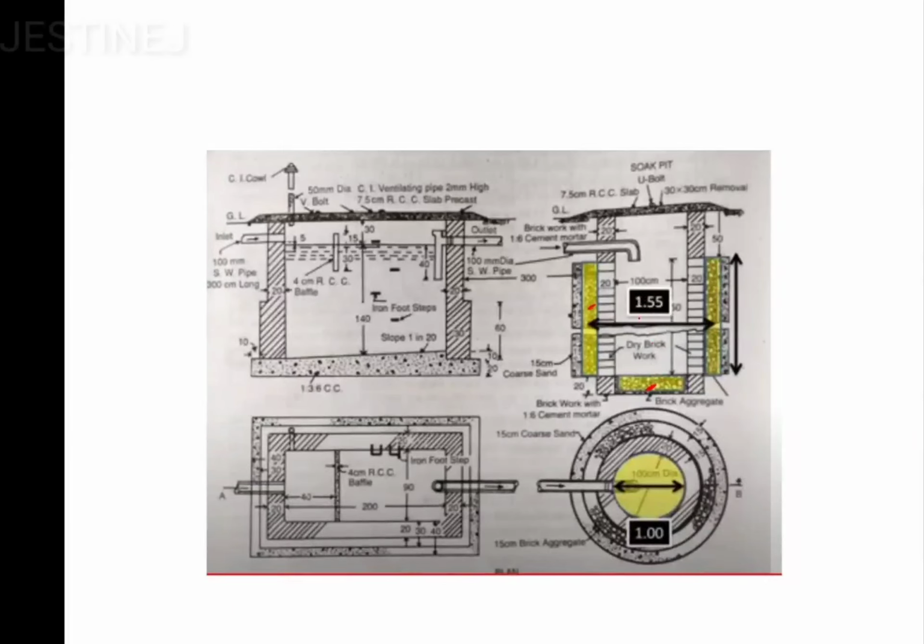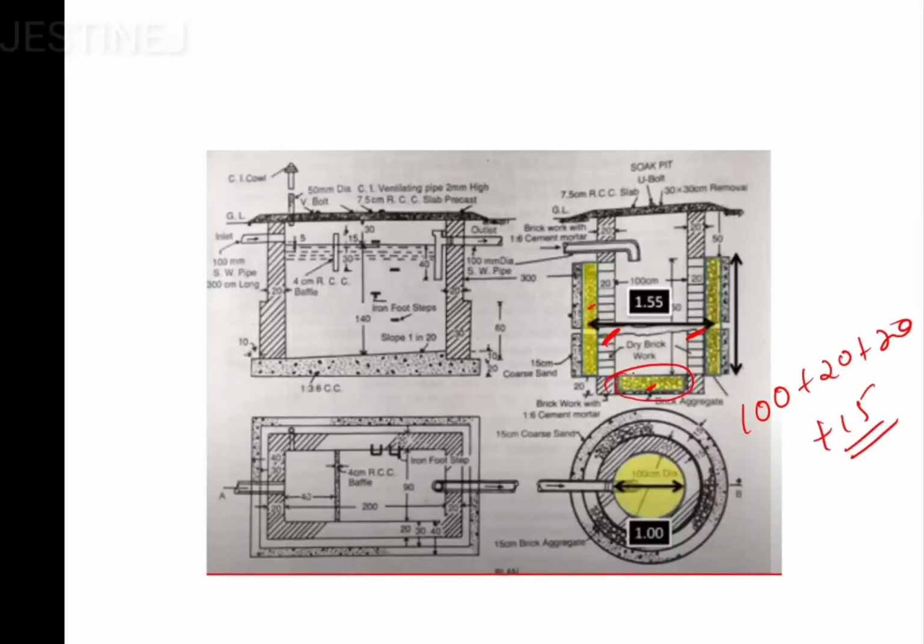If you analyze here, you can observe that the center line length is going to be 100 plus 20 plus 20, so you'll get 140 up to here. Then the 15 centimeter from both the sides, you have to take only the half portion. So 15, and you'll get 155 or 1.55 meter. And the inside dimension is going to be 100 centimeter.